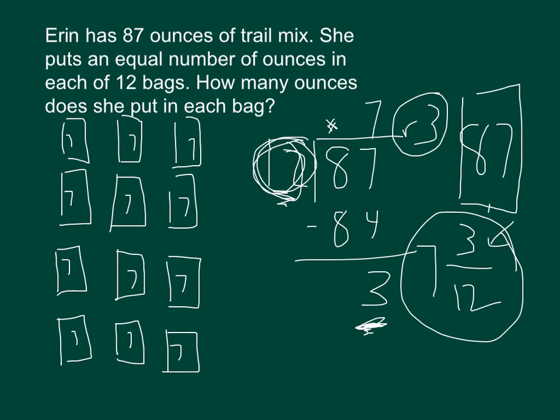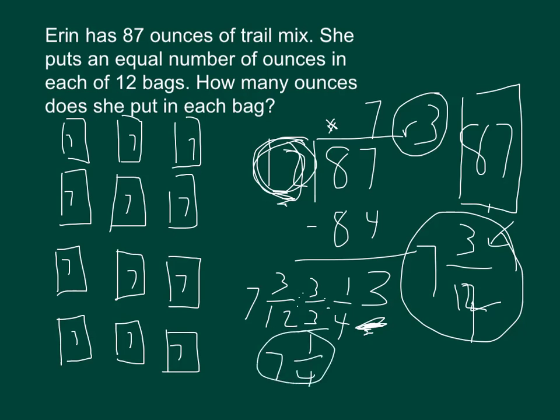We could also write that 3/12 in simplest form. If we were writing that fraction part in simplest form, the greatest common factor is 3. We divide the numerator by 3 and the denominator by 3, and we get 1/4. So it could also be written as 7 1/4.